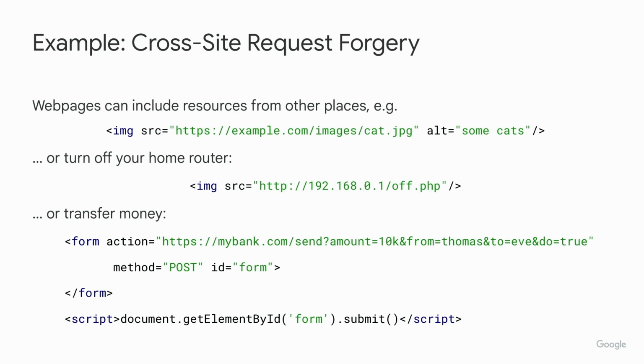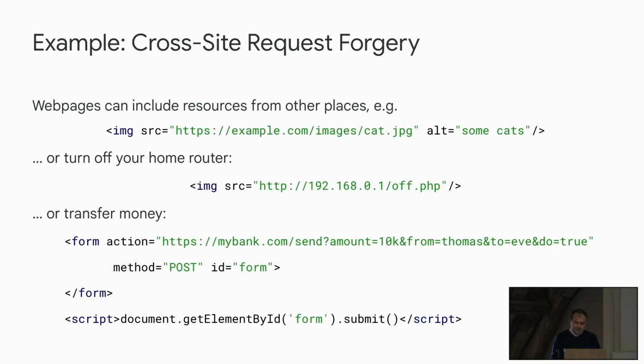It's hidden behind the image, of course, but the image will be broken because no image will be returned, but the request will be sent, and it may turn off your router. Or even worse, you can transfer money without knowing about it. So in the last example, we have a form which will send a POST request to mybank.com, sending 10,000, whatever currency you like, from Thomas to Eve, and it will do it automatically because the script at the bottom will submit that form without any interaction when we are just loading the page. Now, why would it work? Why would the bank do something like this?